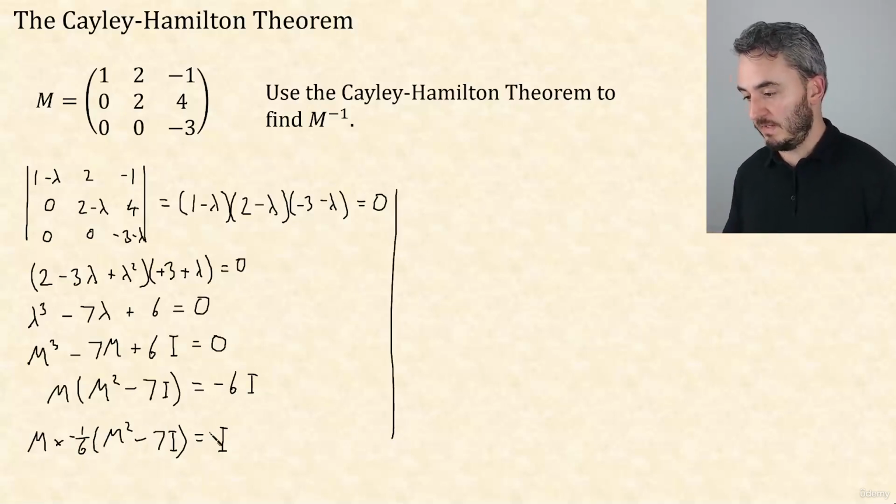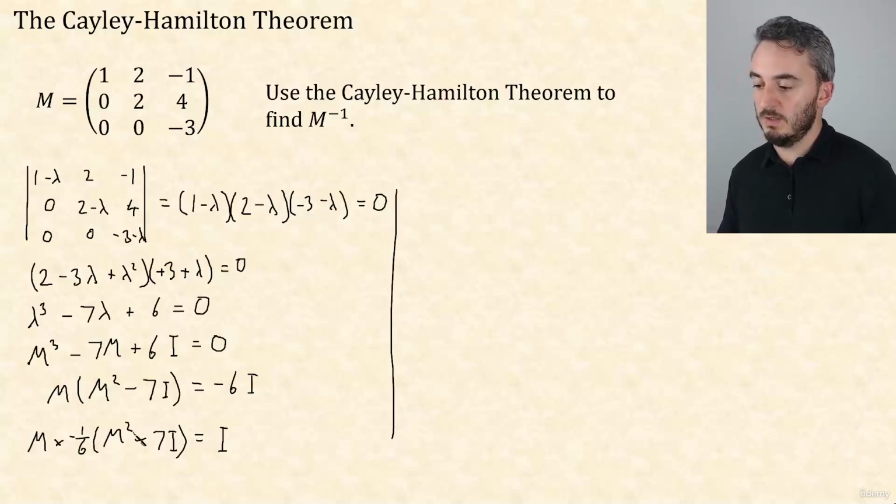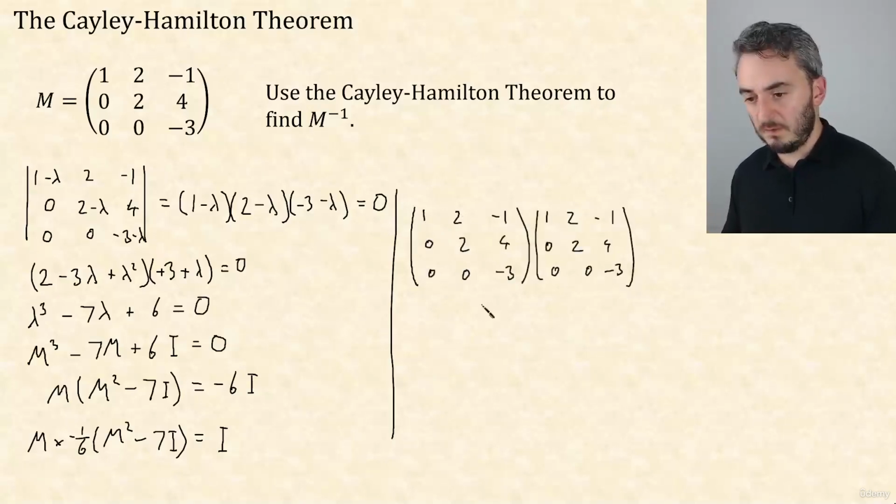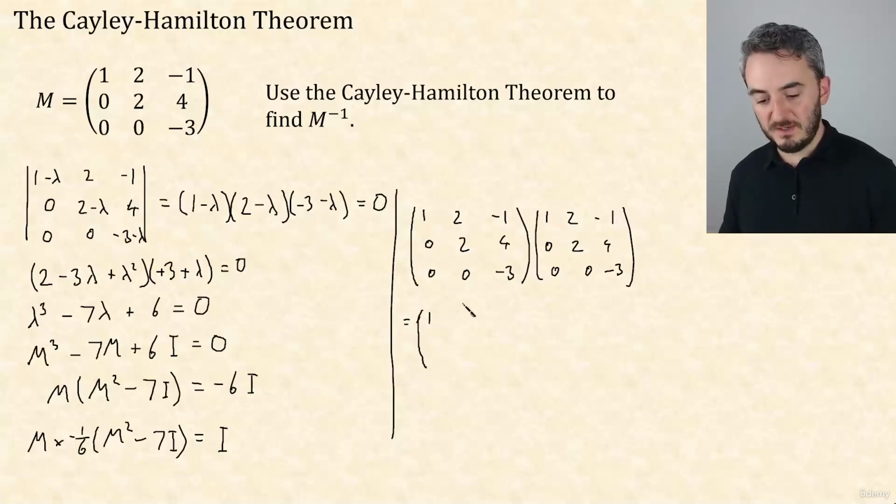So what do I need to compute? I need to compute M squared minus 7I and then times it all by minus a sixth, and that should be the inverse. So first job is work out M squared. So hack through M squared and we get 1 plus 0 plus 0 and so on. Multiply this all out, you don't need to watch me do it.